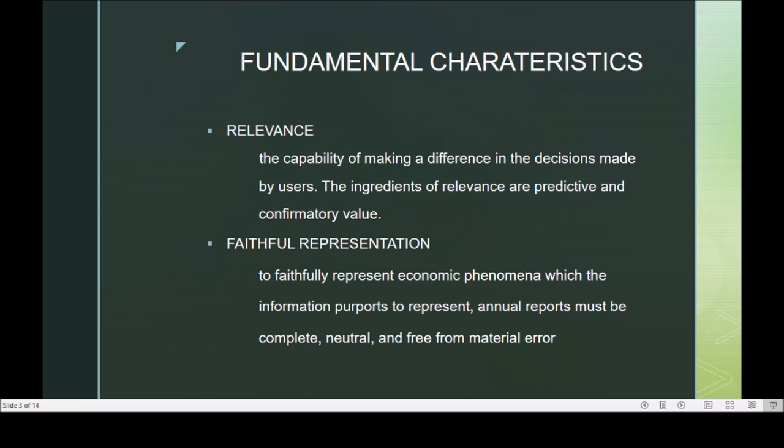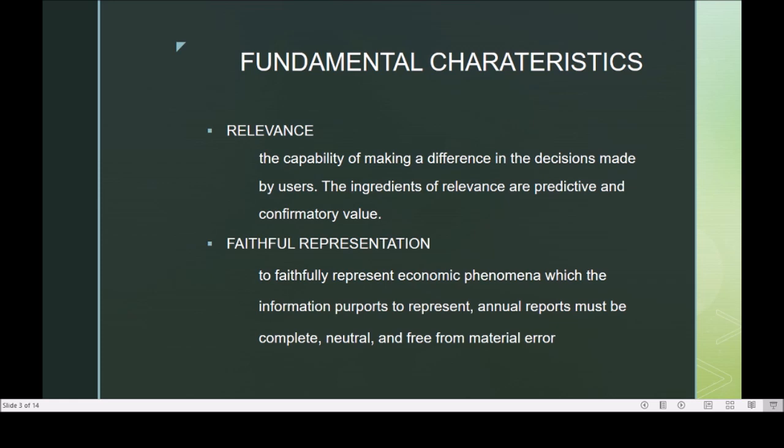Okay? What do we mean by predictive value? Meaning, we can predict what will happen in the next accounting period, or we are able to forecast what will happen in the next accounting period based on the financial statements prepared by an accountant. A confirmatory value naman, this refers that we are able to confirm that what we forecasted last time, or in the preceding period, really happened in this current period. That's confirmatory value. What is faithful representation?